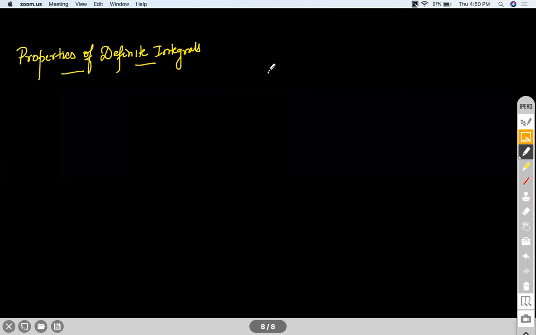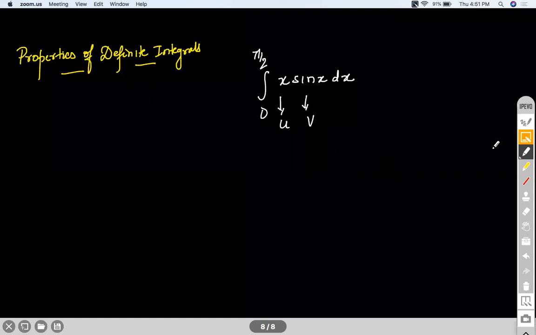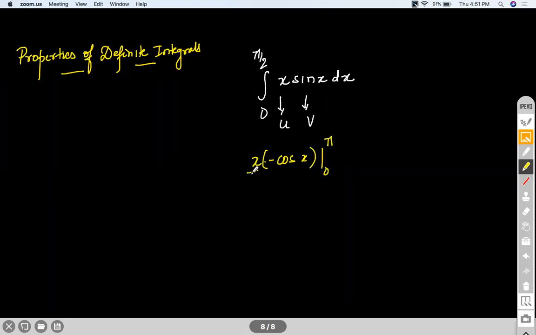Let me ask you this question. Let's say I integrate from 0 to pi by 2, x sine x. Now, I've seen people apply integration by parts. That's fine. But they misuse the limits of integration. How? They will do it like this: u into integration of this, that is going to be minus cos x, and in this minus cos x they put the limit of integration only. X they forget. Are you getting my point? This is wrong. Please do not do this.